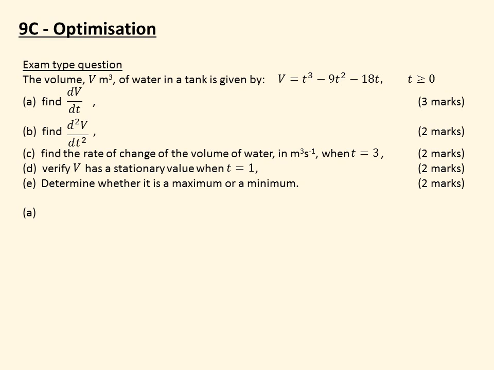The first part, we just need to differentiate the expression for V to find dV/dt. In part B, we need to repeat the process. We need to differentiate this expression again to find d²V/dt².